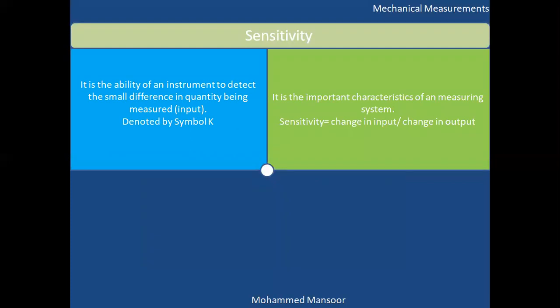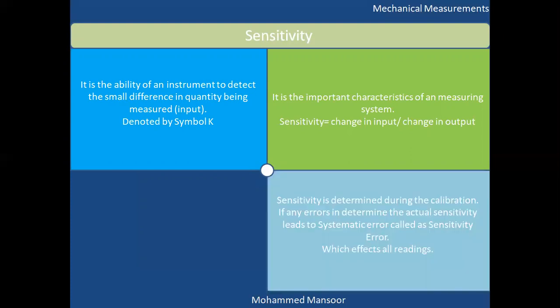Sensitivity means the ratio of change in output to change in input. If you divide the change in output by the change in input, you will get how sensitive the instrument is. Sensitivity is determined during calibration. So we come to know how sensitive the instrument is during the calibration process. If you are not able to find the actual sensitivity, that will contribute towards systematic error. We call it a sensitivity error, which affects overall readings.